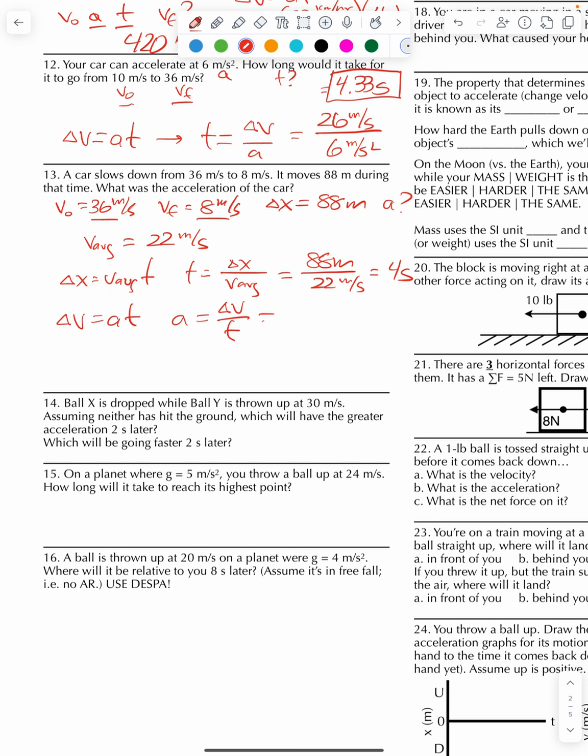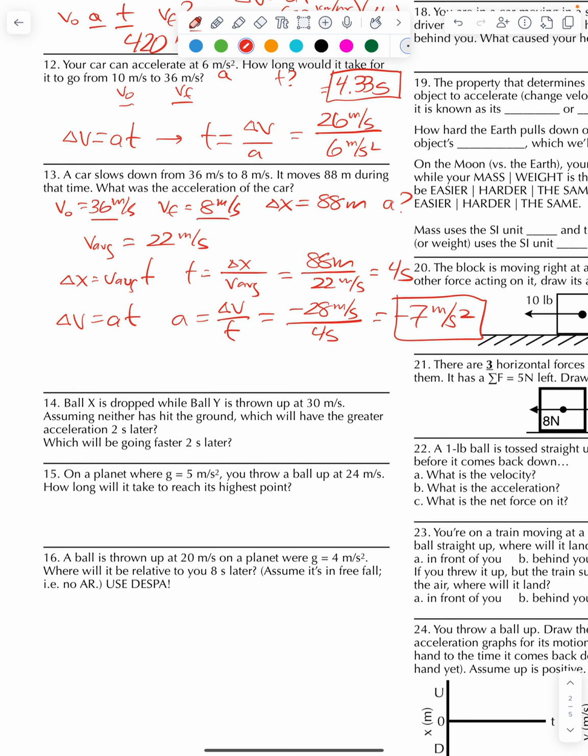But now I need to know the change in velocity. Notice we started at 36 and we ended at 8. How much did it change by? Not 28, negative 28 meters per second. And the time it took was 4 seconds. So the answer is, what is that? Negative 7 meters per second squared. And there's our answer. Okay?